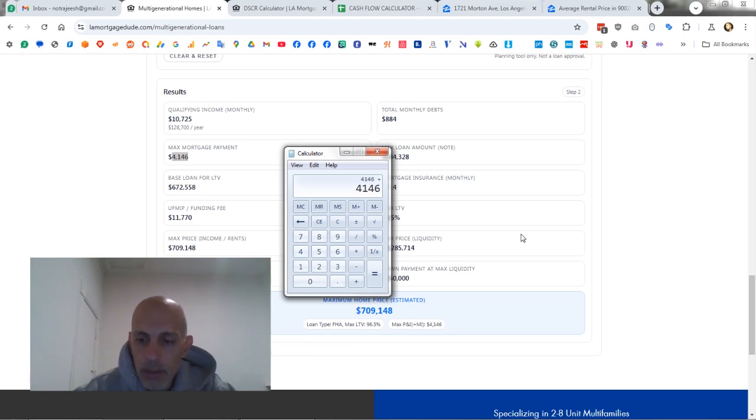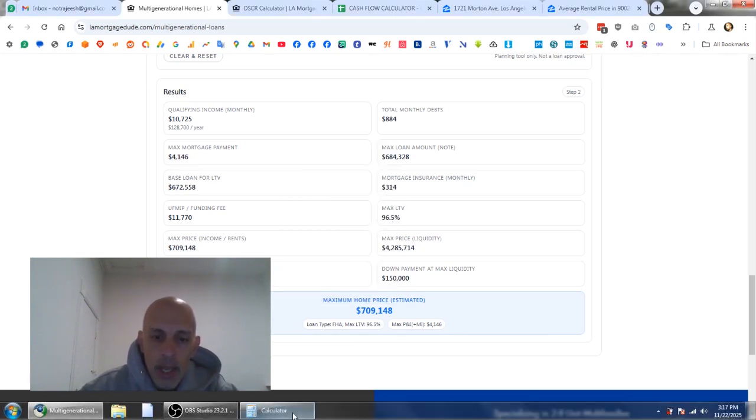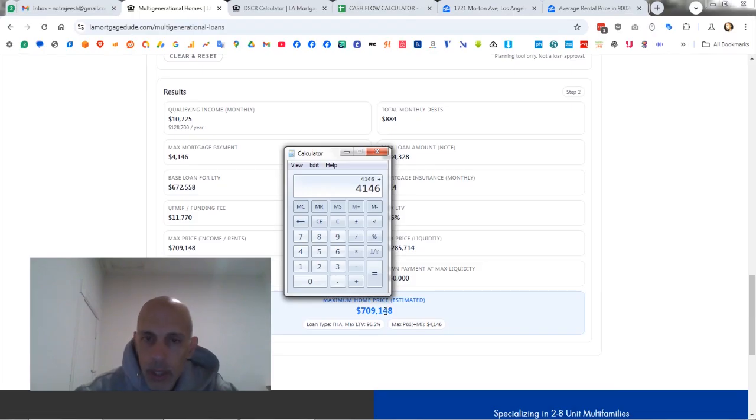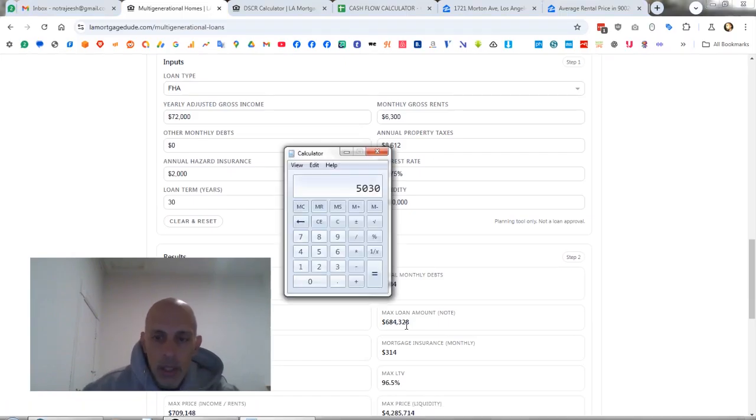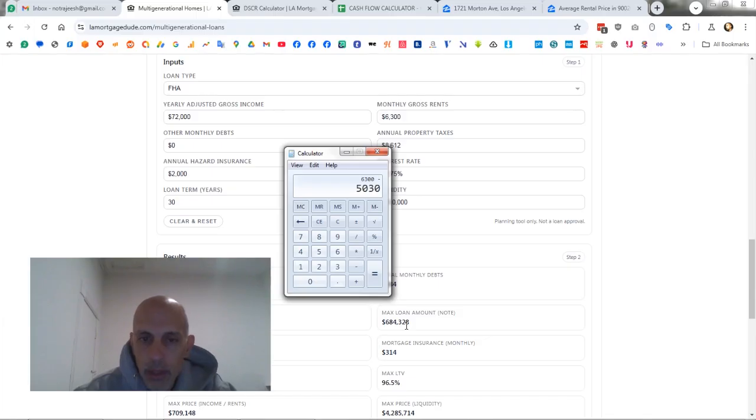$4146 plus your total monthly debts is $884. That's $5030, and your gross rents are $6,300. $6,300 minus $5030. So you're getting $1,270 a month to live here. You're getting paid to live here. This would cover the utilities, assuming they're common utilities. And if they're split utilities, you're just getting paid to live here on top of your yearly income.